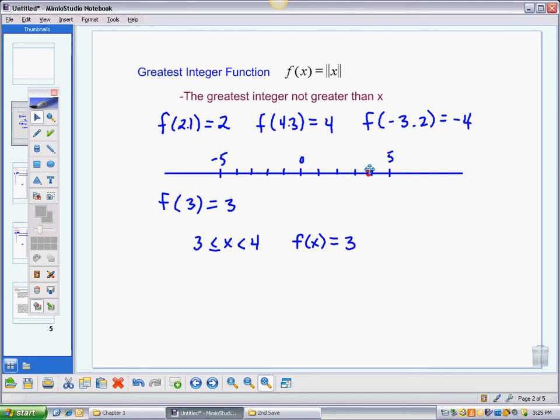And then at 4, and all the way up to 5, the output would be 4. So at 4 and up until 5, f of x would have an output of 4. And then at 5, you guessed it, up till 6, f of x would have the same output again of 5. Okay, so let's take a look at what this graph would look like.